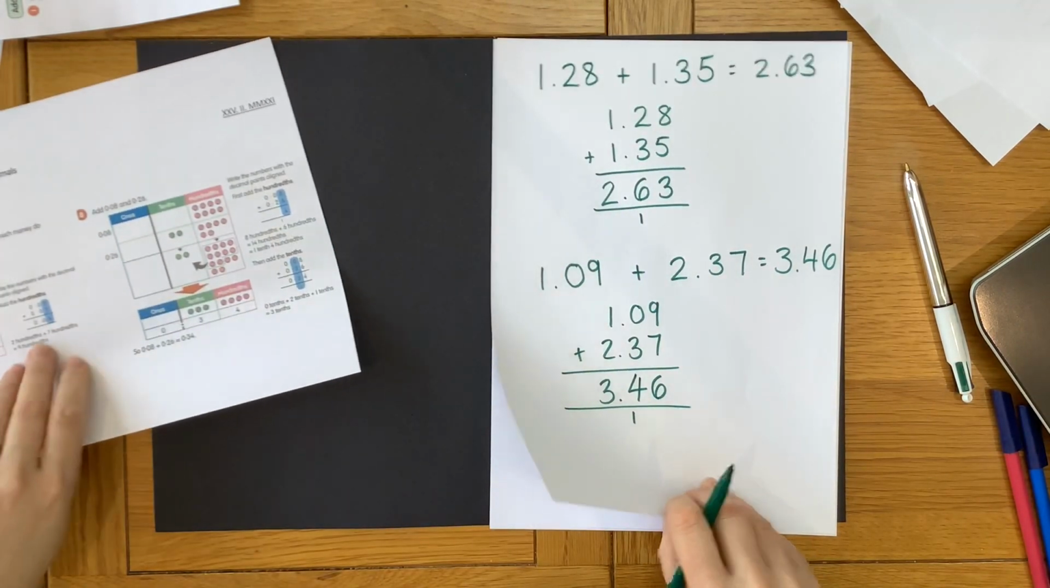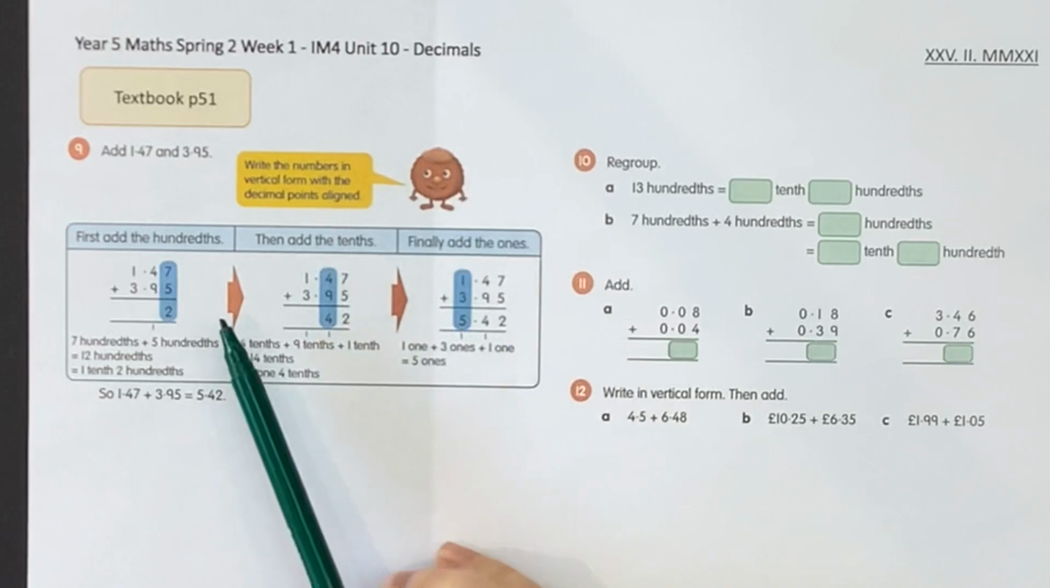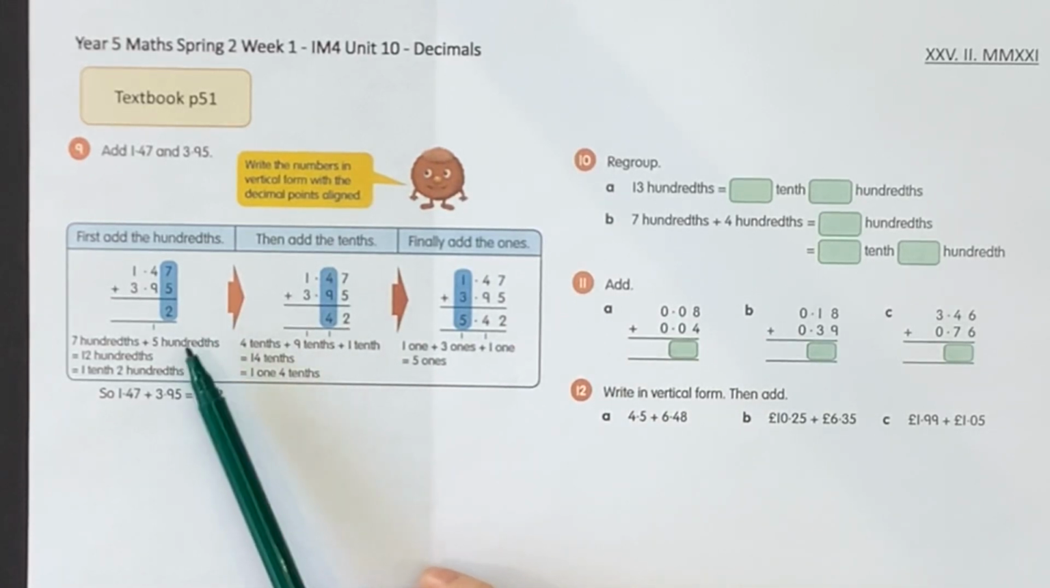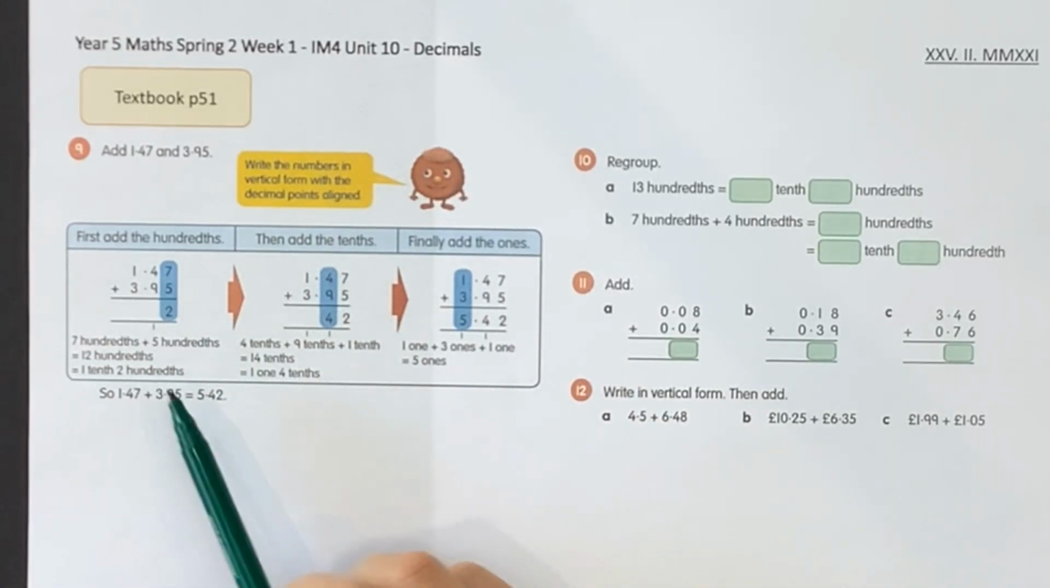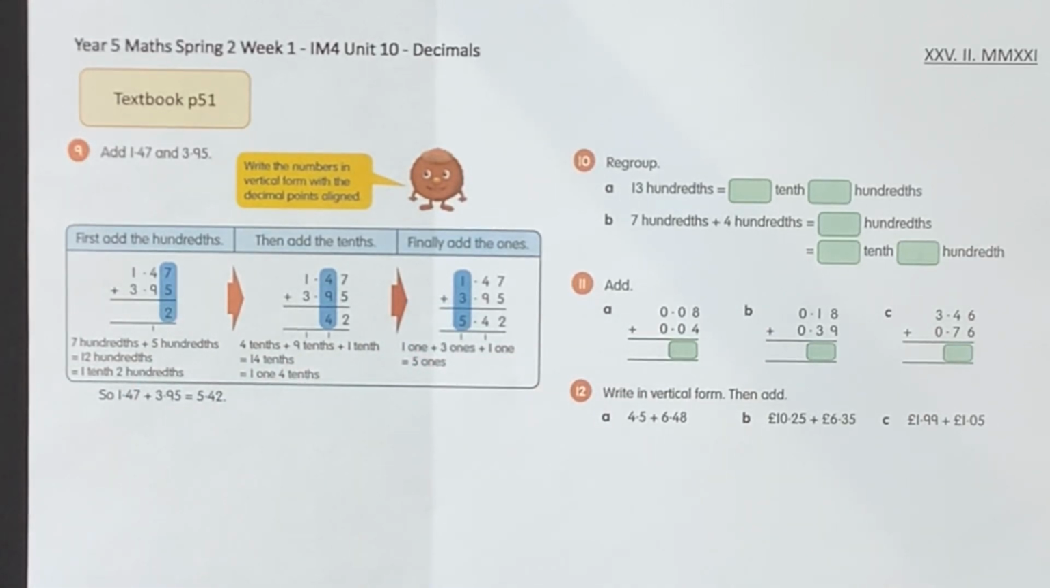Let's have a go at one of those. So the example for you is here. So they've taken away the visual representation now. Doesn't mean you can't draw it if you need to. It's just showing you the steps that we go through to add together if you have more than 1 exchange.